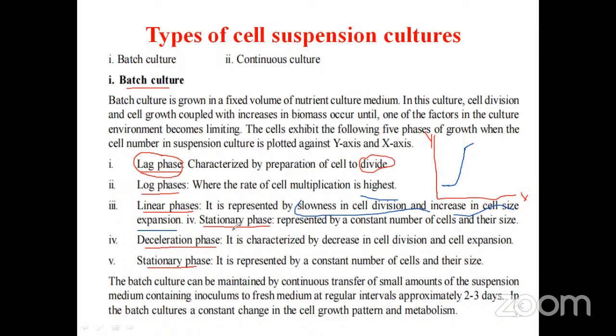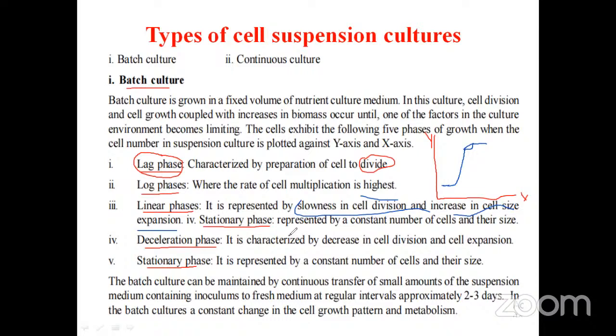Next is the stationary phase. The stationary phase has a constant number of cells. Constant like this. No increase, no decrease. Actually in the linear phase it is somewhat down here. And next, no increase and no decrease.